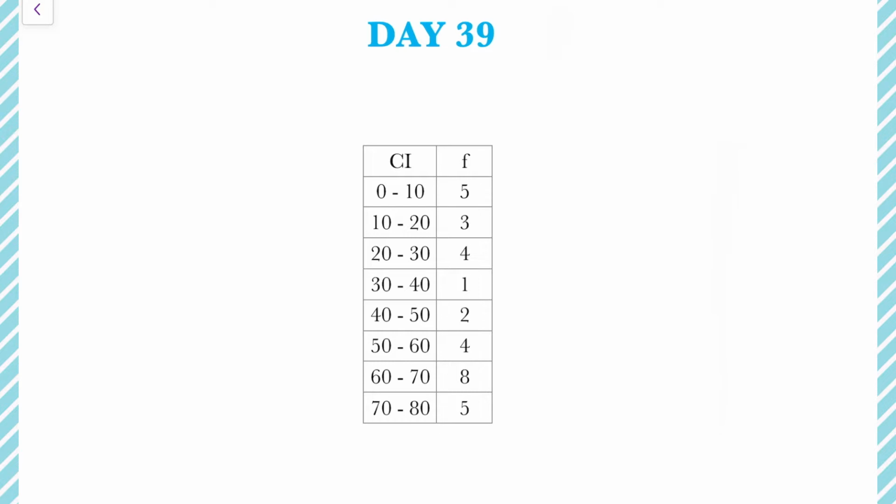So coming to the question. Class intervals are given: 0 to 10, 10 to 20, 20 to 30, 30 to 40, 40 to 50, 50 to 60, 60 to 70 and 70 to 80. Frequencies are given as 5, 3, 4, 1, 2, 4, 8, 5. So first let us find the mean by direct method.